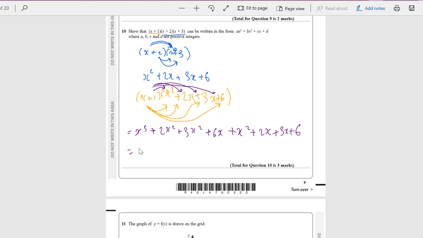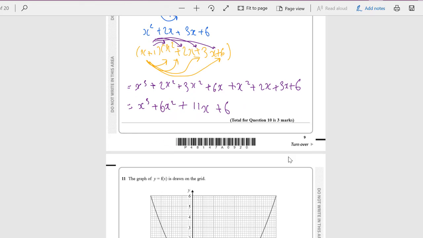So if we add all of these up, we'll have x cubed. So we've got how many x squared? So 2, 5, 6. And then how many x? So we've got 6, 8, and then 11. And then we've only got plus 6. So that's our answer. Just write that out a little bit more neatly. 3.